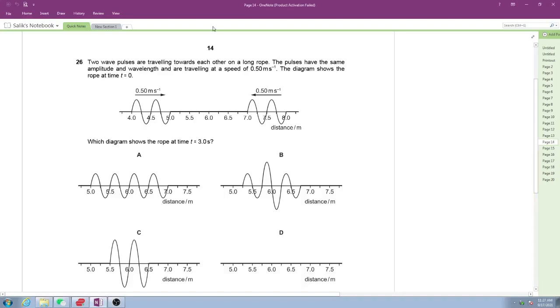So question 26. Two wave pulses are traveling towards each other on a long rope. The pulses have the same amplitude and wavelength and are traveling at speed 0.5 meter per second. Which diagram shows the rope at time t equal 3 seconds?